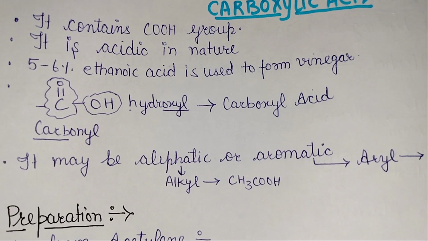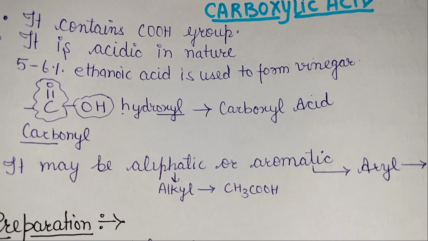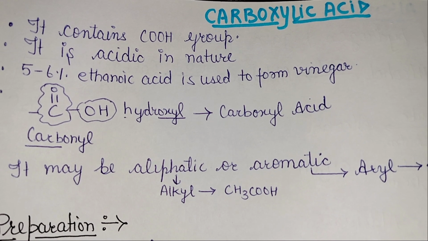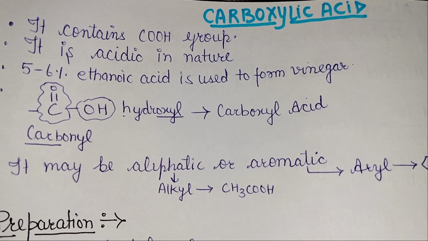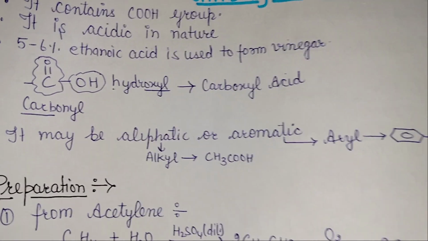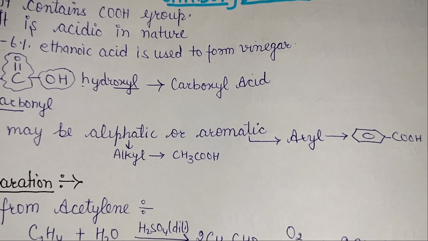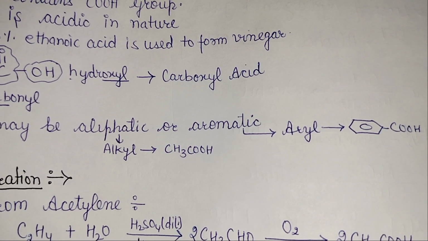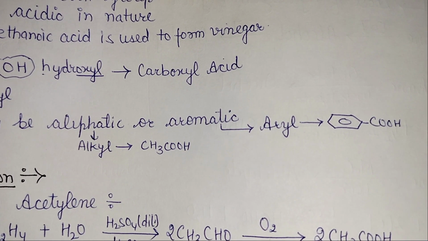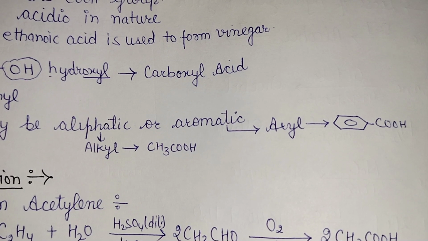If we talk about its name, it contains carbonyl and hydroxyl, and combined they form its name, that is carboxylic acid. It may be aliphatic or aromatic. If it contains an alkyl chain, then it will be aliphatic, and if it contains an aryl chain, then it is aromatic.